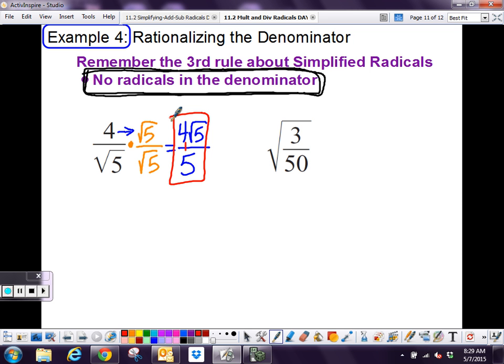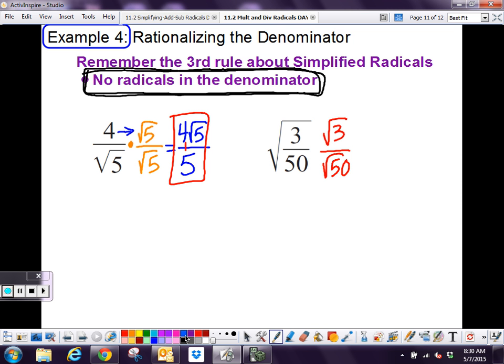So the very first thing I need to do here is I need to break this apart. So I need to break it into square root of 3 over the square root of 50. Now, there's actually a couple of different ways you can go from here. Okay, but we do need to get that square root of 50 out of the denominator. If you want to go ahead and simplify the 50, like we did last time, then you can do that. It would simplify into 5 square root of 2. Or if you want to go ahead and just get rid of the 50 now, you can. Just know you're going to be working with bigger numbers.